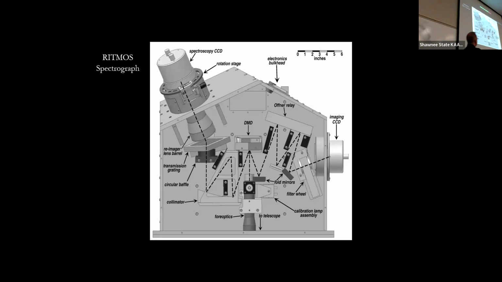And this is their design, the Ritmos spectrograph, which I forget what it stands for, which was actually used for some testing for one of the James Webb multi-imaging spectrographs. But here, optics coming from the telescope, your digital mirror chip splits it into the imaging CCD and over here to the spectrograph. And then we just do it all in software.